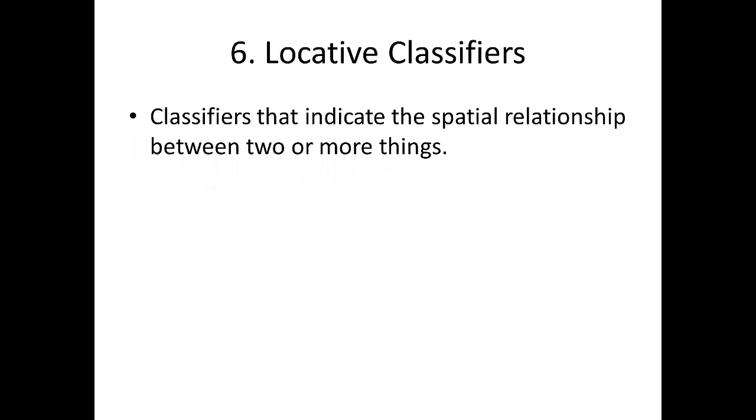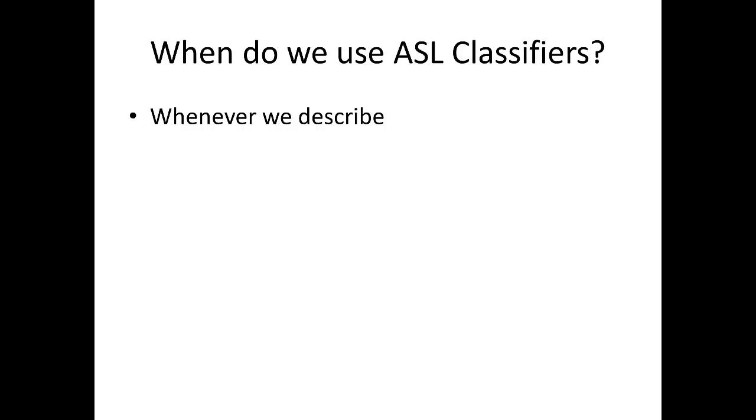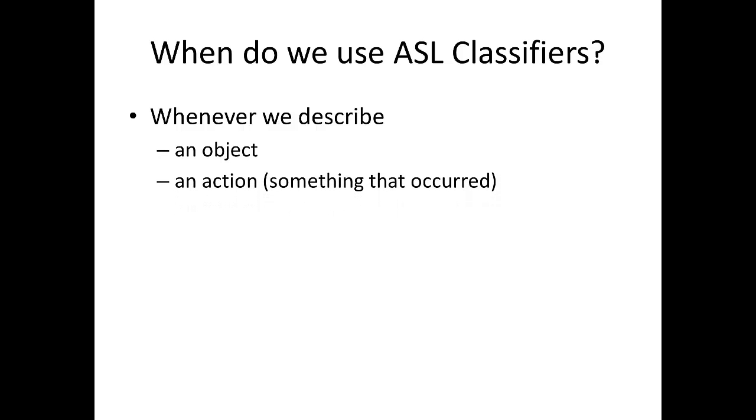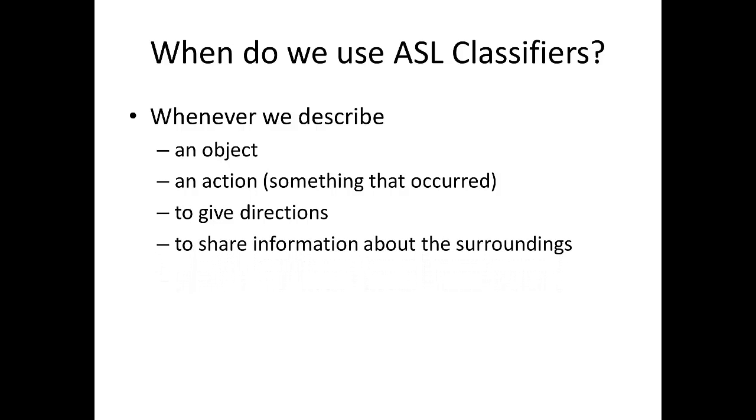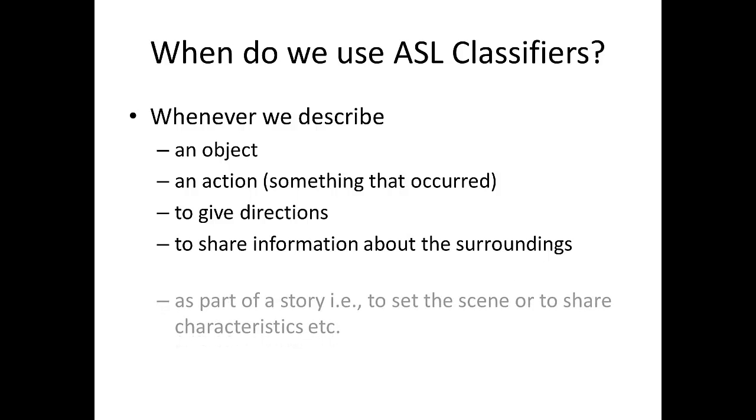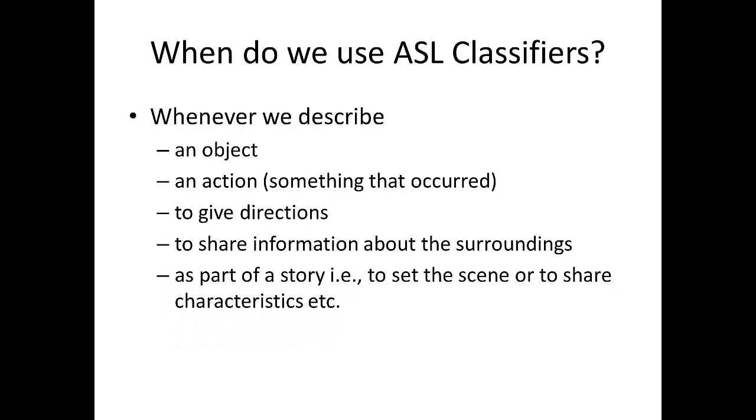Locative classifiers indicate spatial relationship. And it represents the location of one object compared to another. So we use classifiers when we want to describe something, whether it's an object or an action, or to give directions, to share information about surroundings, or as a part of a story.